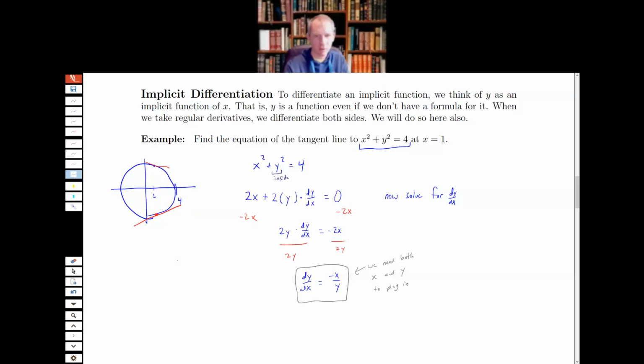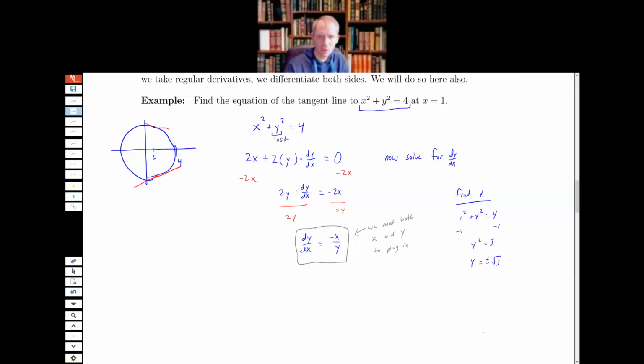So what we do is we say, all right, let's break that down. Let's find y. Okay, so when x is 1, I have 1 squared plus y squared equals 4. 1 squared is 1, so subtract 1 from both sides, so y squared is 3. So y could be positive or negative square root of 3. Okay, so if I want to find the tangent line, I'm going to treat the 2 points separately. So we have the point 1 comma root 3, and the point 1 comma negative root 3.